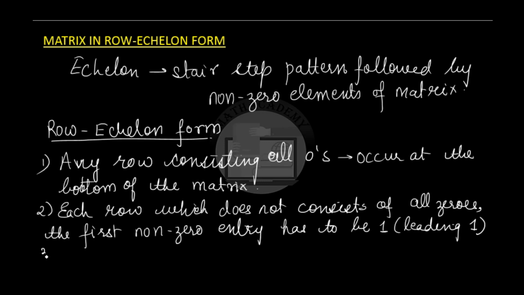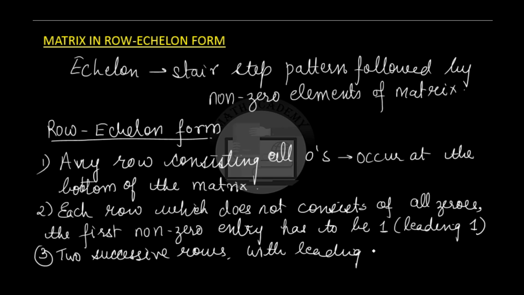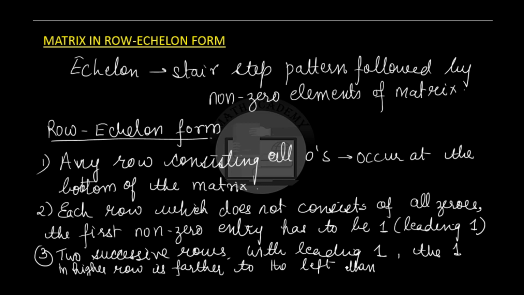Then there is a third property: if there are leading ones in two successive rows, then the one in the higher row is farther to the left than that in the lower row. So that's the third property. If a matrix possesses all these three properties, then it is called a row echelon matrix, or a matrix in row echelon form.